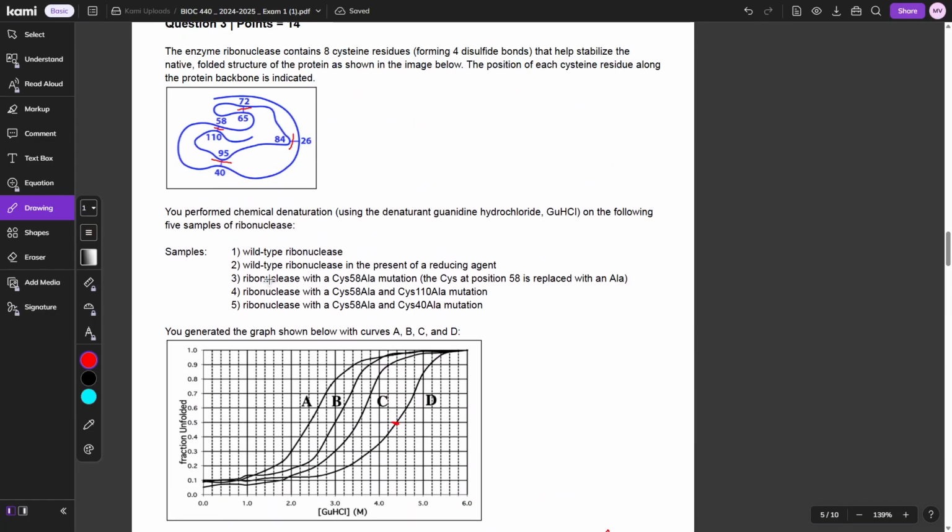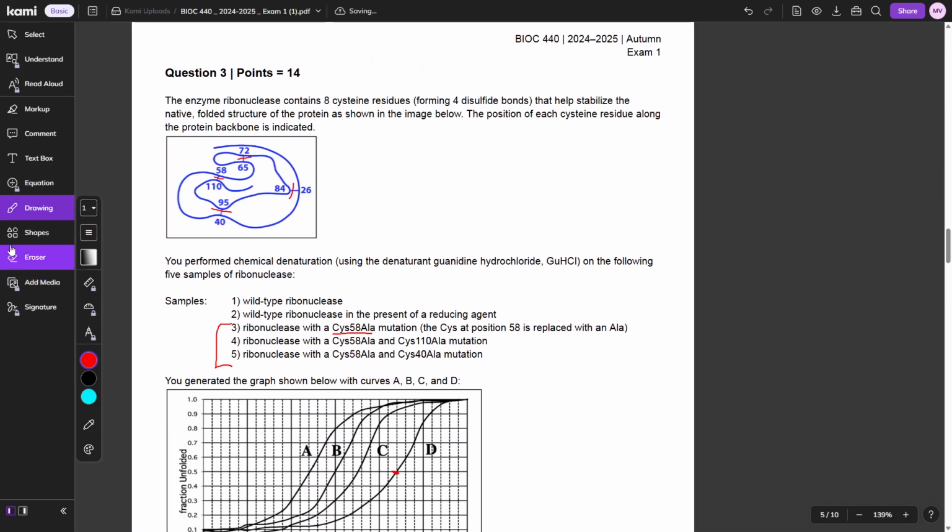Okay, these three are where it can get a little bit weird. So, ribonuclease with cysteine to alanine mutation. Cysteine is what does our disulfide bonding. If we replace that with an alanine, which doesn't do anything, you've basically lost the function of that amino acid. So cysteine is no longer there. If one cysteine is gone, you can't form a disulfide bond, because it is just not there anymore. So we've essentially just reduced that bond.